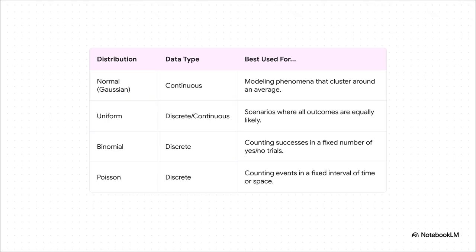So let's recap. If your data is continuous and it's all clustering around an average, you grab the normal distribution. If every possible outcome is equally likely, you go for uniform. Counting yes or no successes in a set number of tries, that's a job for binomial. And counting how many times an event happens over a stretch of time or space, that's Poisson, all the way.